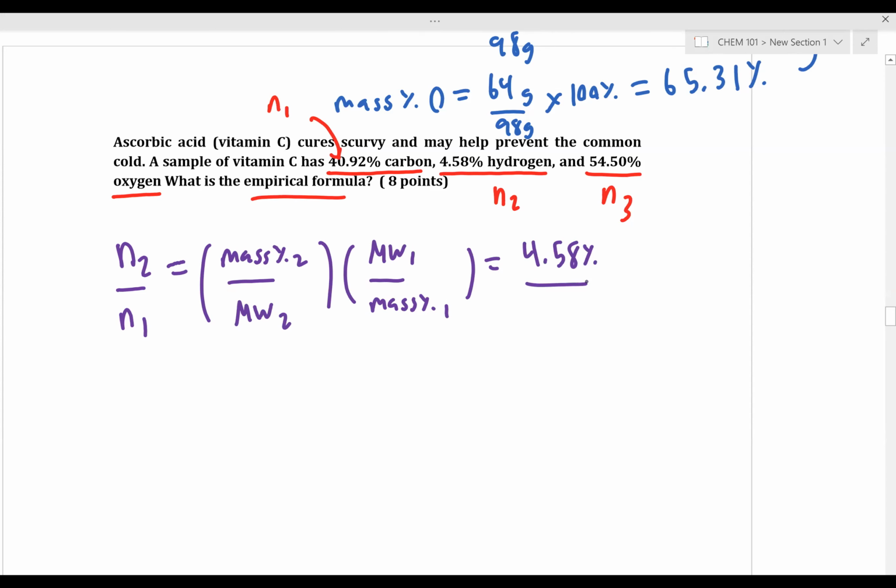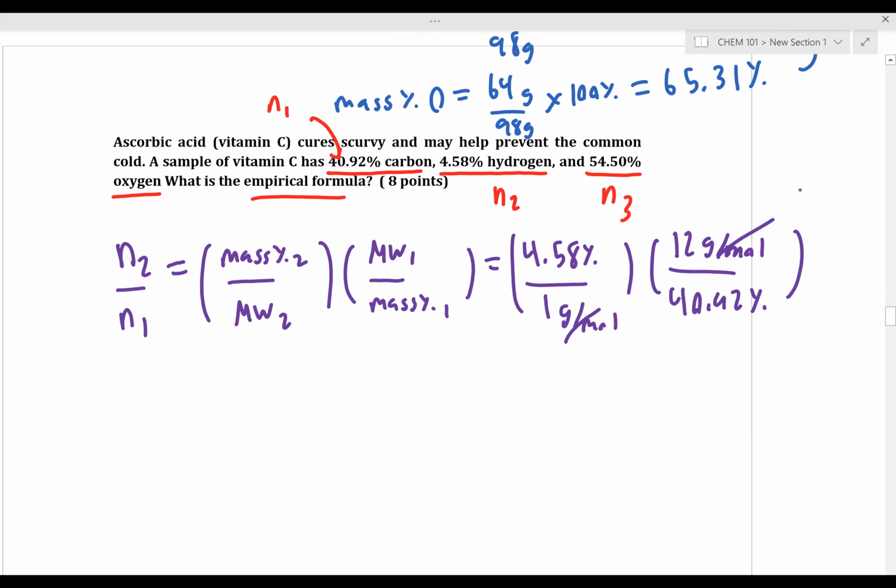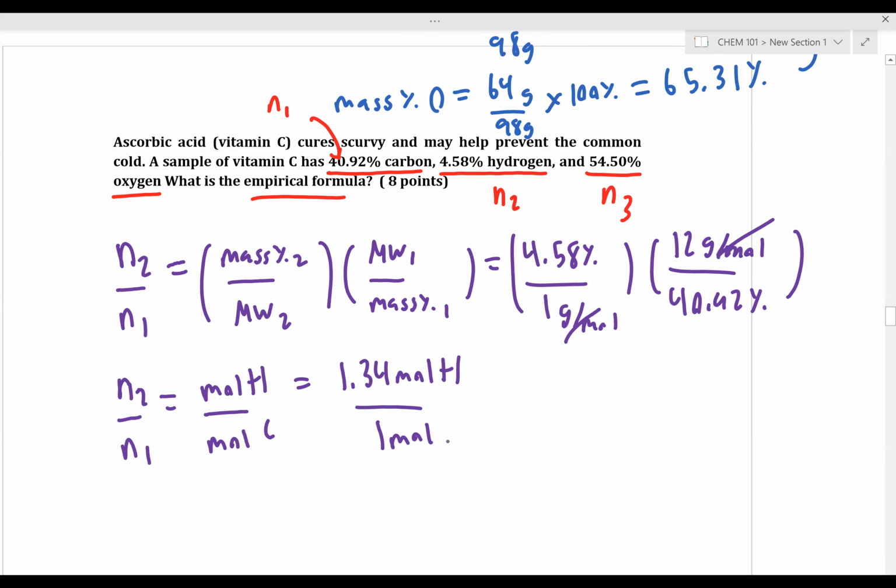4.58%. What is the molar mass of hydrogen? 1 gram per mole. What is the molar mass of element 1, which is carbon? 12. Okay, and what is the percentage of carbon? 40.92%. Okay, perfect. Grams per mole cancel. We're left with a unitless number. So N2 over N1, which is the moles of hydrogen per mole of carbon, is 4.58 times 12 divided by 40.92. And that in turn gives us 1.34 moles of hydrogen per every 1 mole of carbon.